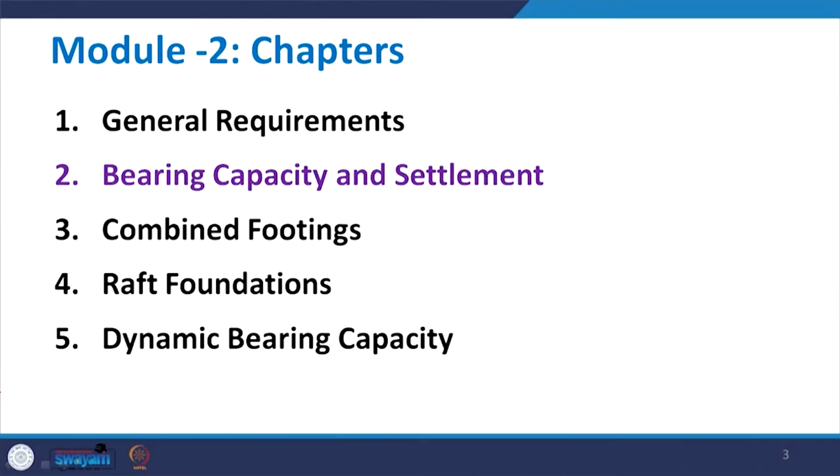I welcome you again to this NPTEL course on earthquake resistant design of foundations, and today is the fourth lecture in this course. As you are aware, the course has been divided into 5 modules. In the second module, we have already talked about the general requirements, and we also discussed the bearing capacity. Today, in the fourth lecture, we are going to talk about the bearing capacity and settlements related to shallow foundations.